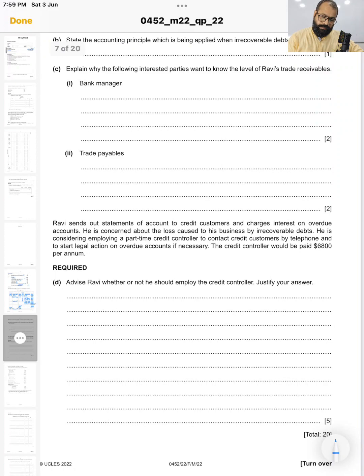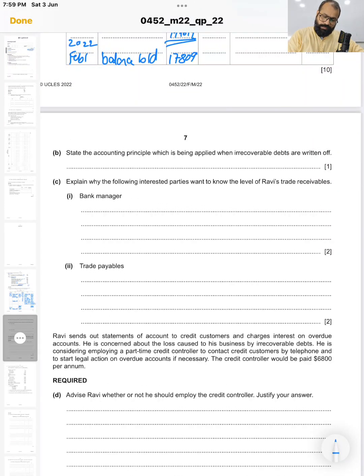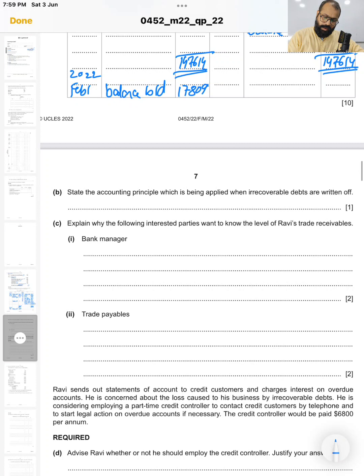Now let us go on to the next question. The question is: state the accounting principle which is being applied for irrecoverable debt. There are some accounting principles, and one of the accounting principles applied for this logic is prudence. The accounting principle of prudence. Again, on accounting principles, you will always get one or two theory questions, so make sure you study those accounting principles very well.